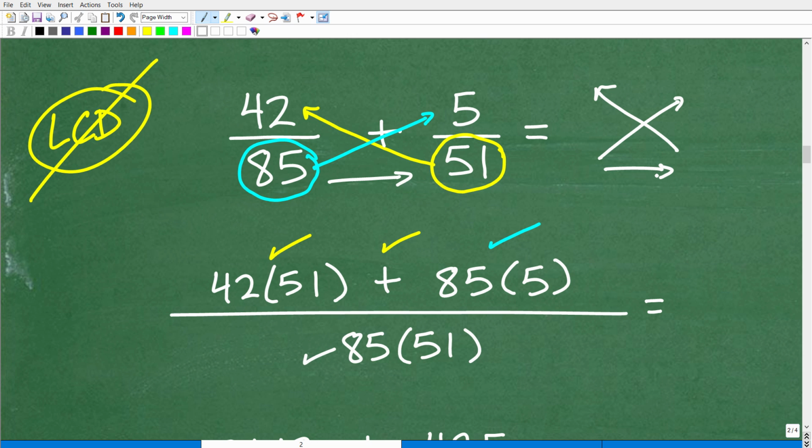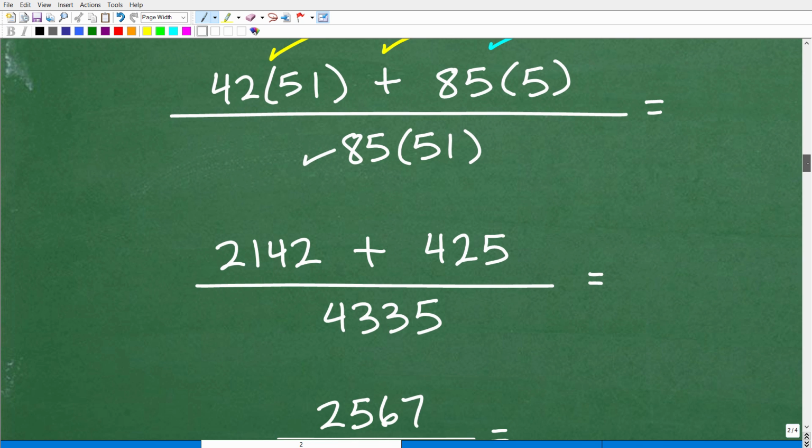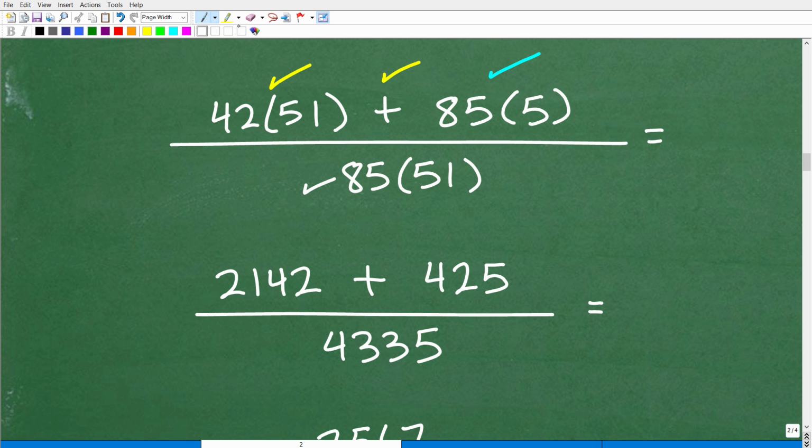However, oftentimes when you're using this technique, you may need to reduce your final answer. The only drawback with the bow tie method is oftentimes you may not have the LCD as your denominator, but if you know how to reduce fractions, we can fix up our final answer. But this will be a correct answer. We just, again, we'll need to simplify. So let's go ahead and do the math here.